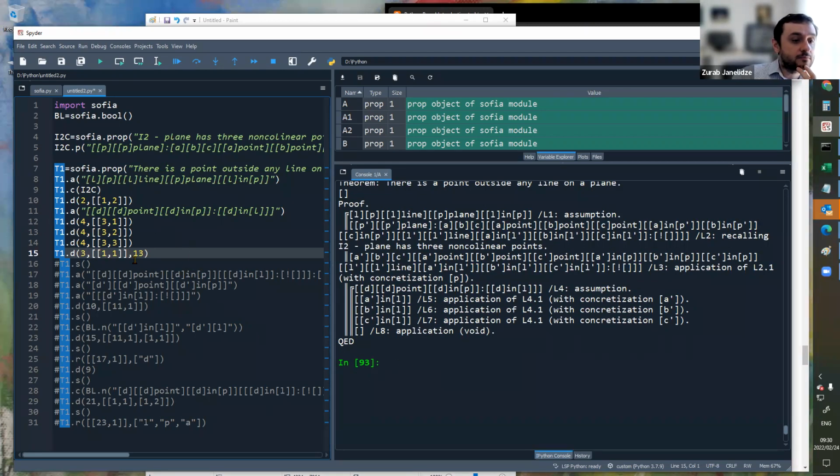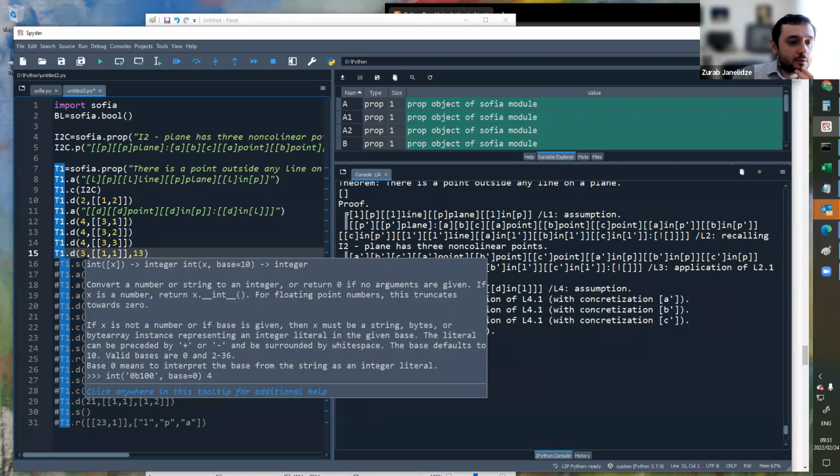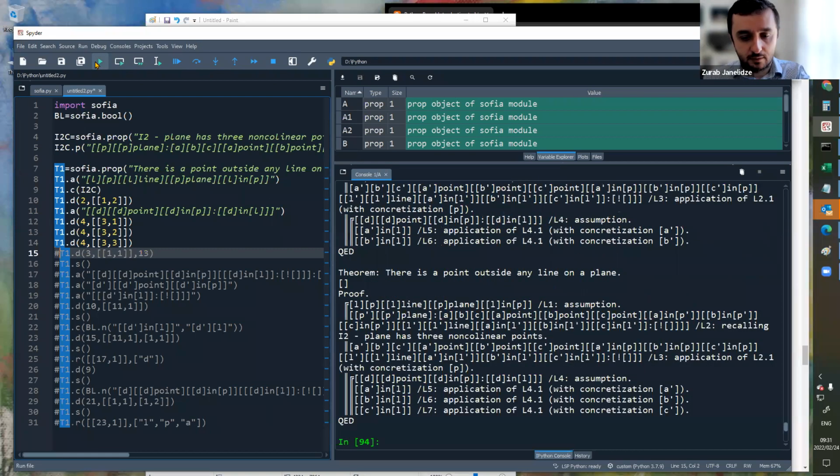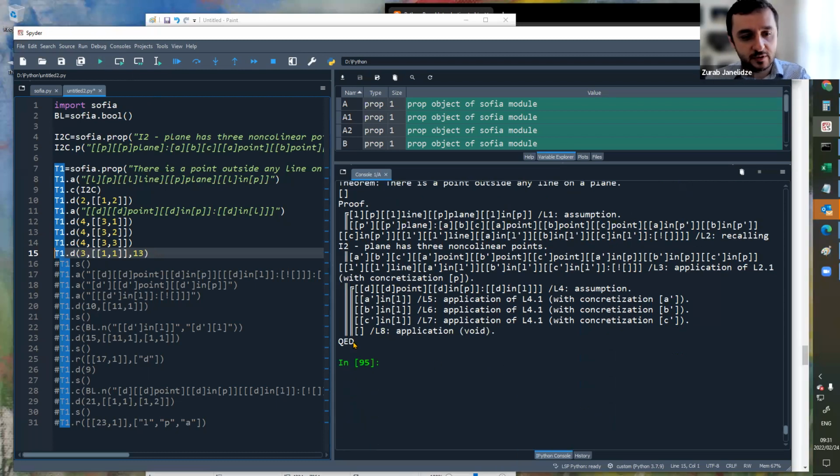Something happened there. Let me check what happened. Okay, I think one parameter is wrong there. Let's see what parameter is wrong. I know what is wrong. Remember, we deleted some parts of the axiom which we said we don't need. But it's actually good to also discuss error handling here.